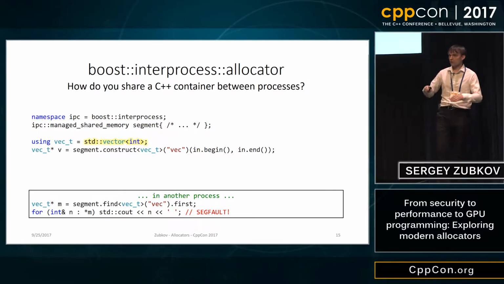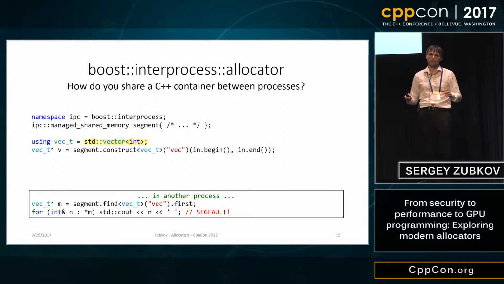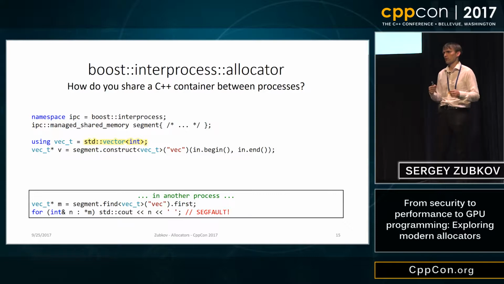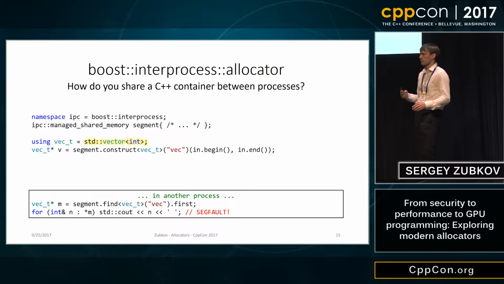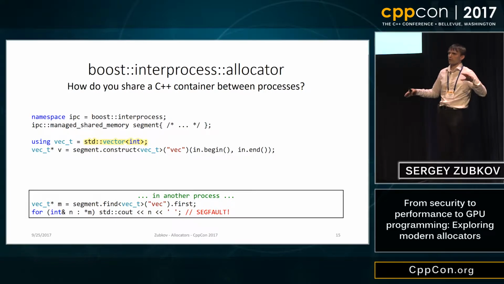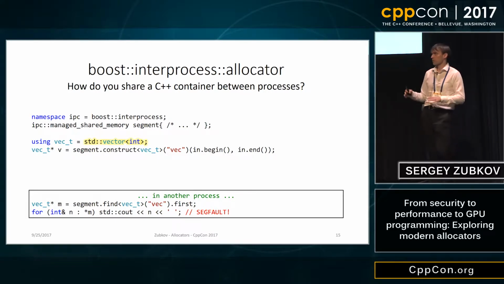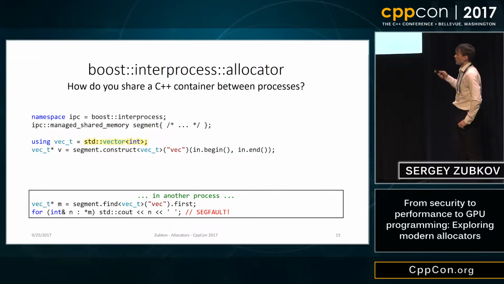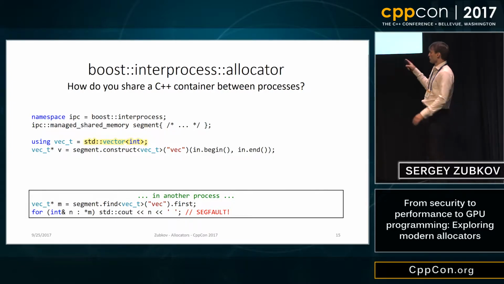And the contents of the shared memory had to be a fairly complicated data structure, which in our case was a map holding strings, vectors, lists, other maps. It was a really non-trivial C++ container. But for the sake of the demo, let's talk about vector. What happens if you put a vector in shared memory?